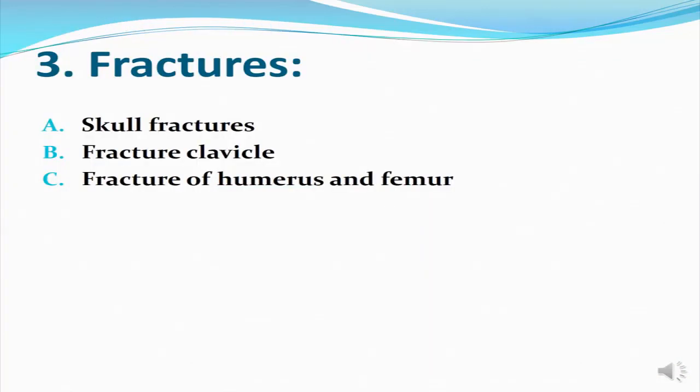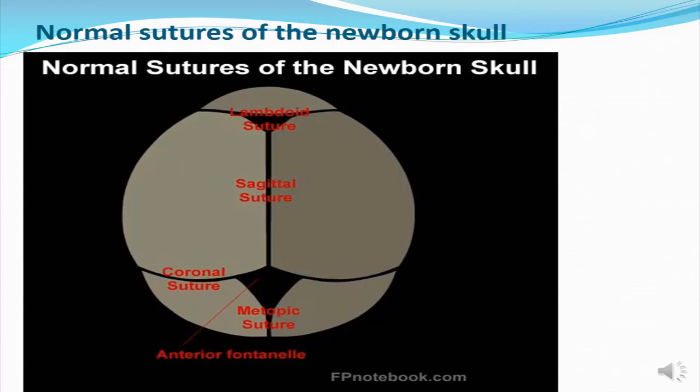Other birth traumas, the fractures. We have fracture of the skull, fracture of the clavicle, fracture of the humerus and long bones, and even fracture of ribs. And this is normal anatomy of the sutures and skull bones. We could see anteriorly the metopic suture, coronal suture, and then sagittal suture, lambdoid suture, and we have the anterior fontanelle and posterior fontanelle.